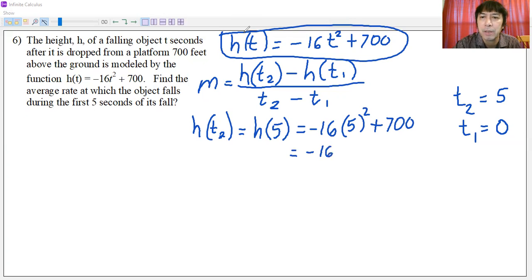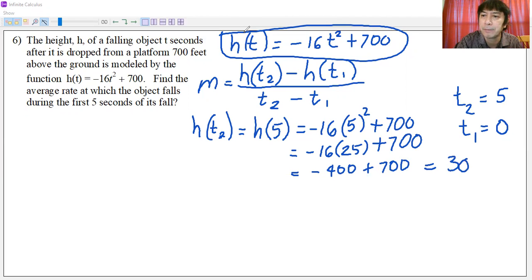So this is now equal to negative 16 times 5 squared, that's 25, plus 700. So we have negative 16 times 25, that will be about 400. So this is negative 400 plus 700. That gives us positive 300. So this is our H of 5 or H of T2.